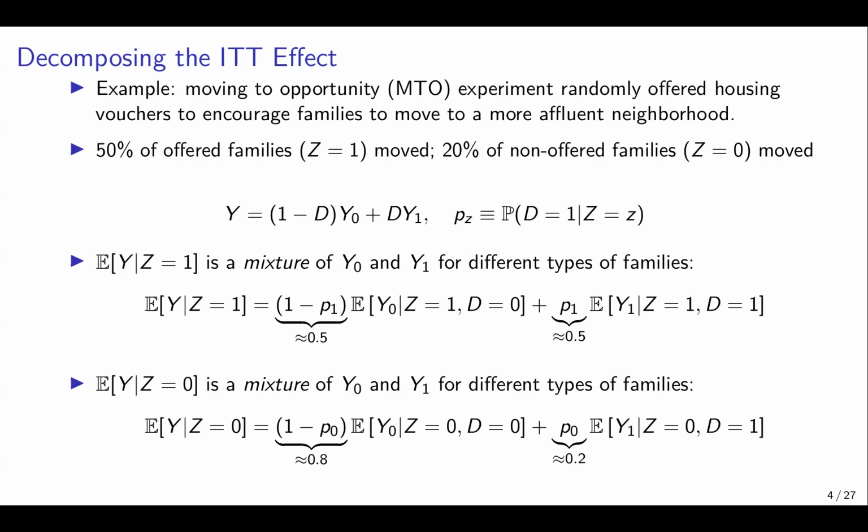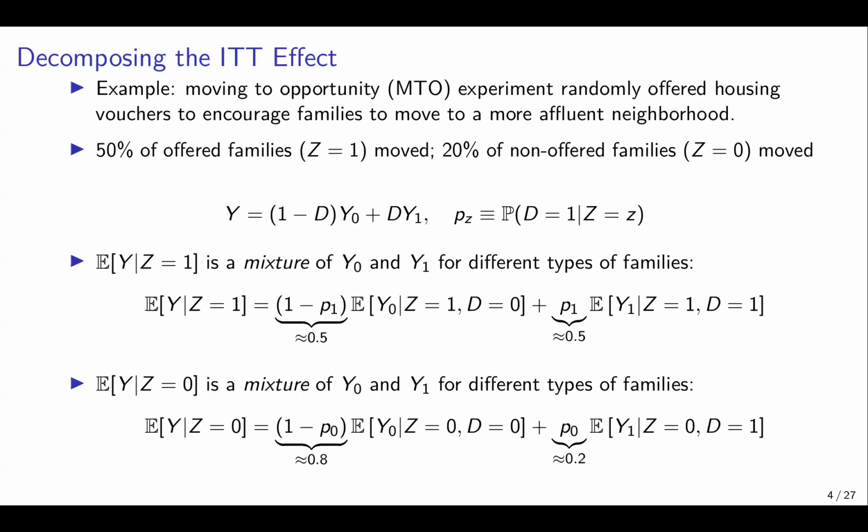We can use a very similar analysis now to decompose the mean of y when z is 0. Again, it's going to be a mixture of y0 and y1 for different types of families. Here, it's no longer a 50-50 mixture because we know that p0 was 0.2. In other words, 20% of the families who were not offered the voucher nevertheless moved to a new neighborhood. Now, here, we are again getting a mixture of y0 and y1. It's no longer 50-50, it's 80-20. But again, we're getting this mixture for very different types of families.